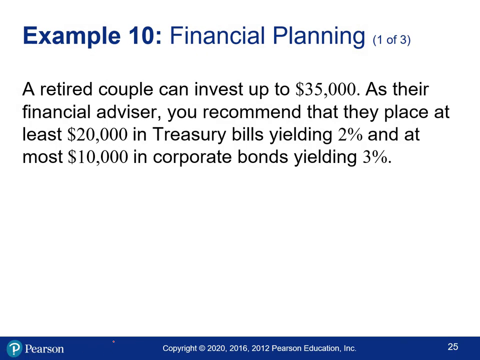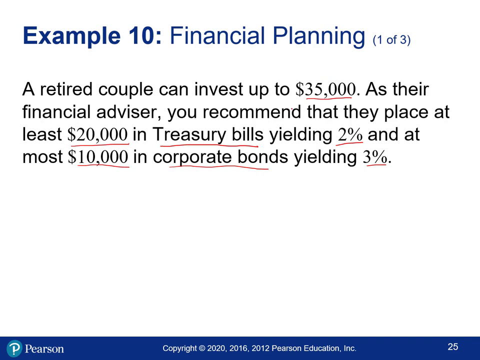Okay, let's try one last example. A retired couple can invest up to $35,000. So there's a specific couple coming to you as a financial advisor, and you recommend that they do some things with their money. You're telling them that they should place at least $20,000 into one investment called treasury bills, and this will get them back 2%. So that's the money they earn in interest on their investment. Then you're telling them to put at most $10,000 into another investment, which is called corporate bonds, and that would get them back 3% on their investment.